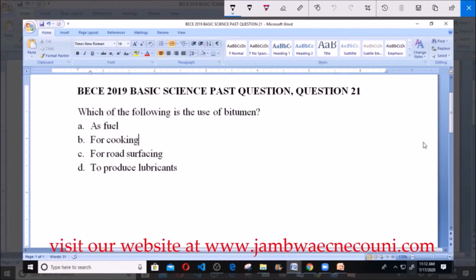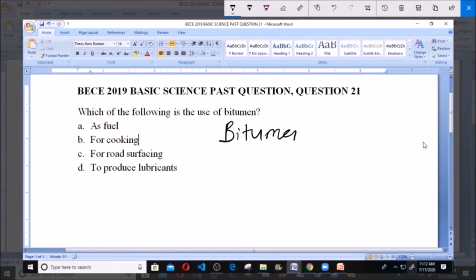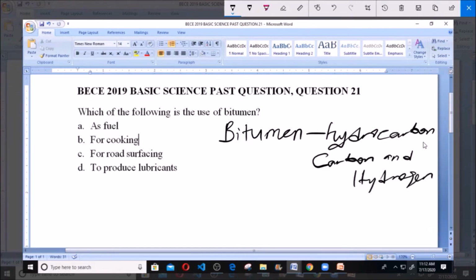Now I want us to understand that bitumen is an example of a hydrocarbon. That is, it is made up of carbon and hydrogen. You get bitumen as a product of crude oil. When crude oil undergoes fractional distillation, you get several products, and one of these products is bitumen.